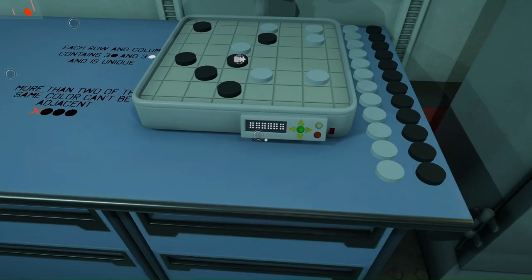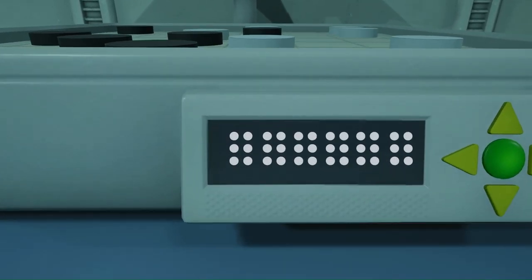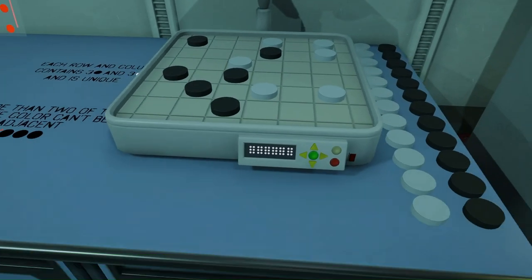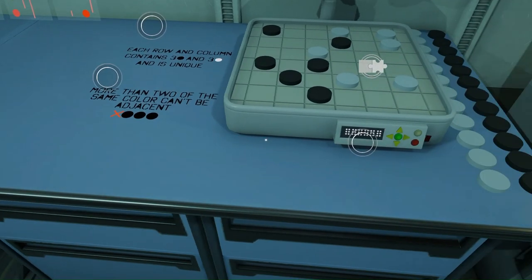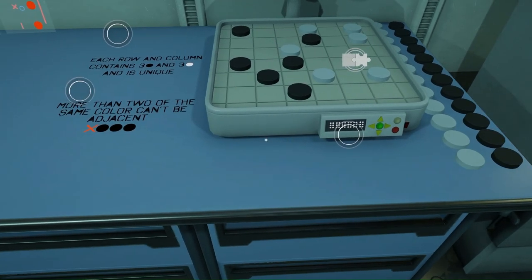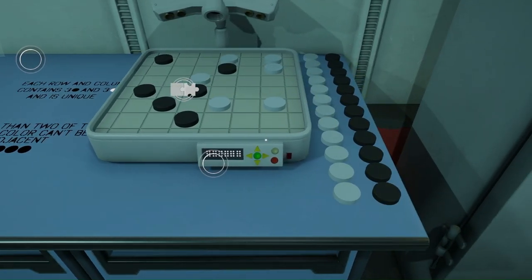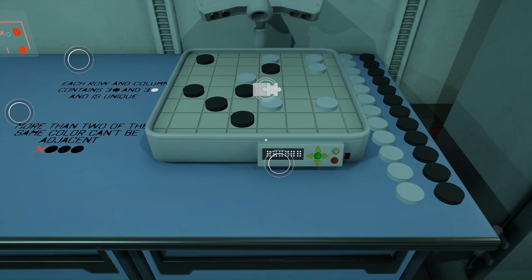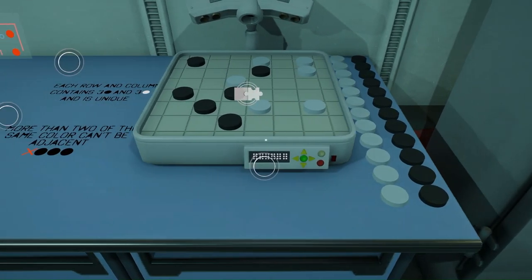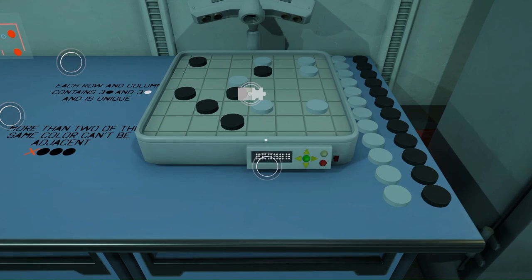What was that? And now that's confused me. It's got a 3-3, and it's unique. So it can have 2. Wait, what do you mean more than 2? That means it can have one, two. So it can have two. Okay, so it can have three. Okay. Right, if that's the case then, and they all have to be unique.